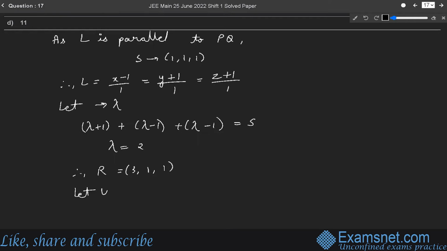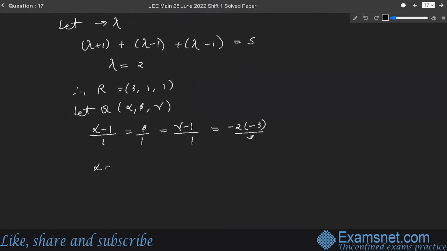Now, let the coordinates of Q be alpha, beta and gamma. So, the equation will be alpha minus 1 divided by 1 is equal to beta by 1 is equal to gamma minus 1 divided by 1 is equal to minus 2 into minus 3 divided by 3. So it implies that alpha is equal to 3, beta is equal to 2 and gamma is equal to 3. So Q will be (3, 2, 3).